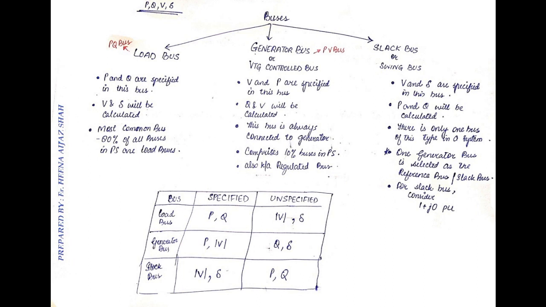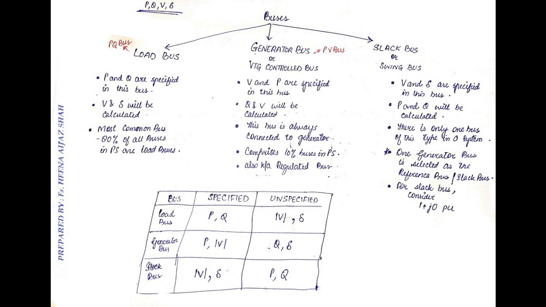Now coming to the slack bus or swing bus. In the slack bus or swing bus, the two quantities that are specified are voltage and phase angle. After performing the load flow analysis, we will get the information about the active power and the reactive power. The point to be noted is that we consider generator buses, and after that one generator bus is selected as the slack bus. For the slack bus, we consider the value of voltage as 1 plus j0 per unit.